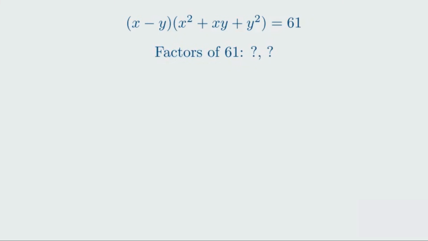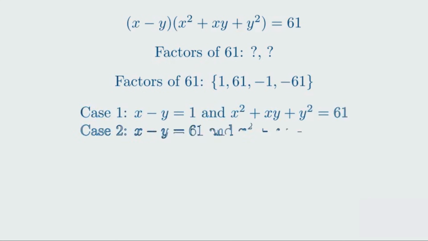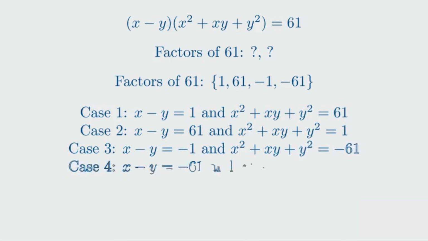Since we're dealing with integers, we must also consider negative factors. So the complete list of factors for 61 is 1, 61, -1, and -61. This means our first factor, x minus y, and our second factor, x squared plus xy plus y squared, must be one of these pairs. This gives us 4 possible cases to investigate. We will call the first factor a and the second factor b. Because x and y are integers, both factors are integers as well, and because 61 is prime, we have a limited number of possibilities for what these two factors can be.